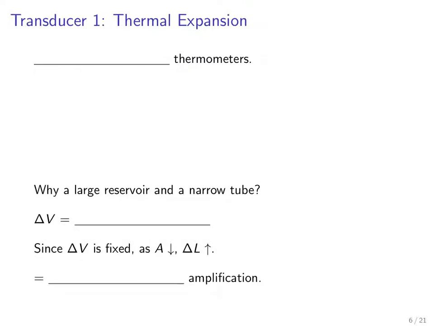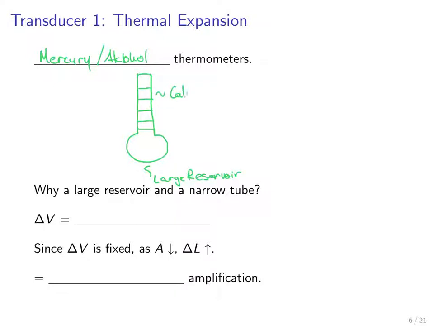So the first class of transducers we'll talk about is just mercury or alcohol thermometers that are based on the expansion of these materials with changes in temperature. And these can be depicted graphically just as a reservoir with a tube coming out of it with multiple gradations across the length of the tube. So here's a large reservoir. And here we have a calibrated tube.